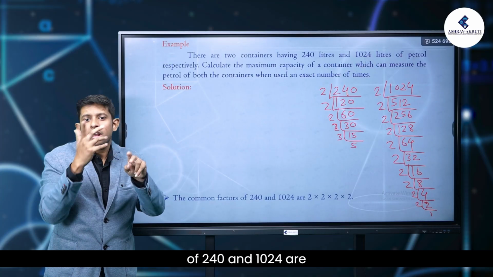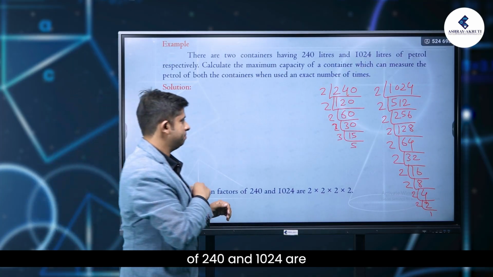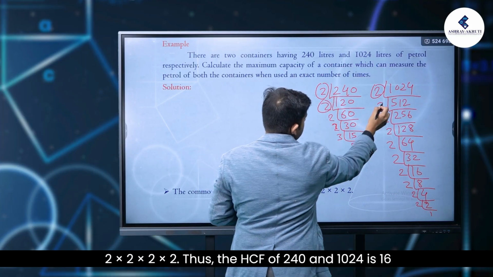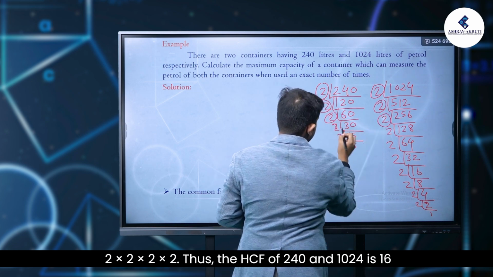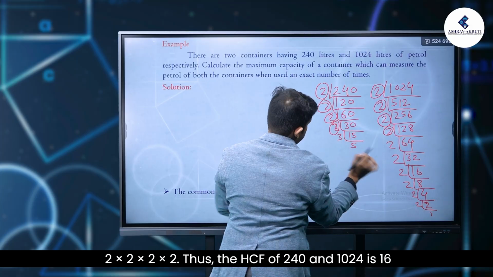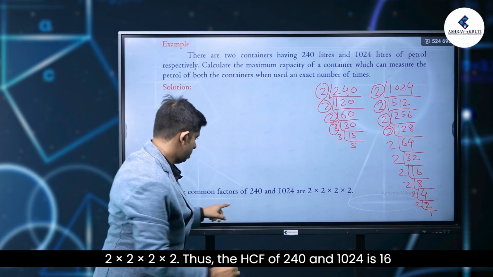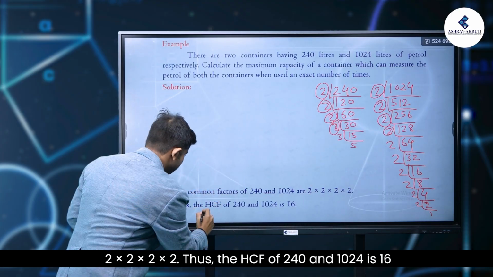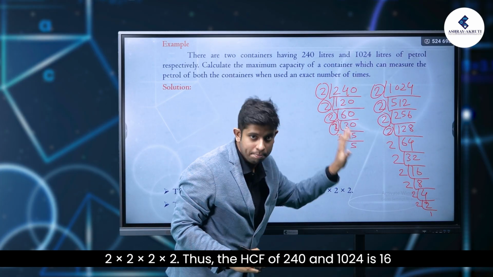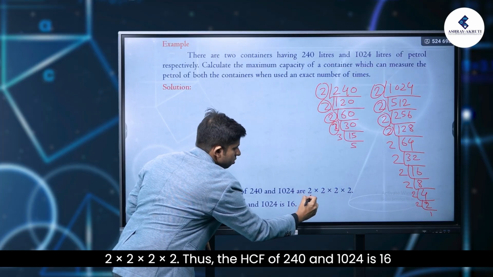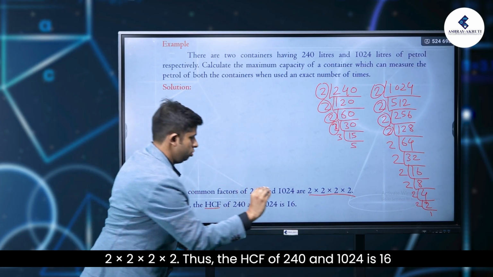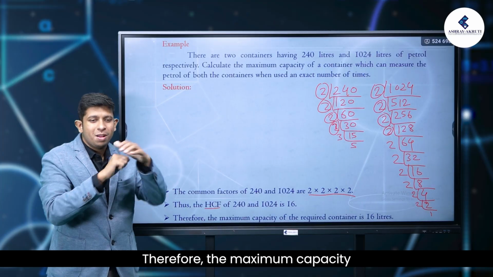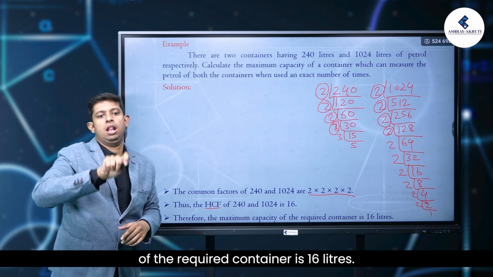The common factors of 240 and 1024 are 2 into 2 into 2 into 2. Thus, the HCF of 240 and 1024 is 60. Therefore, the maximum capacity of the required container is 16 liters.